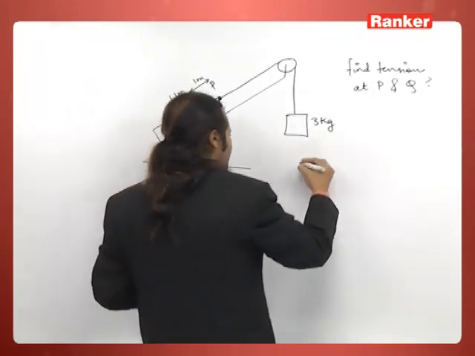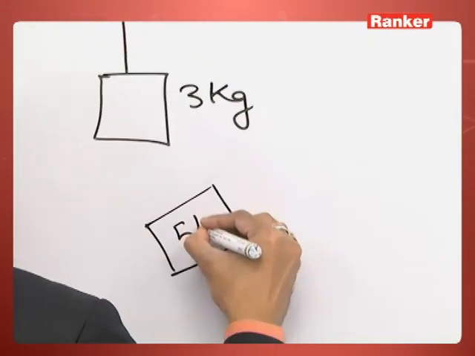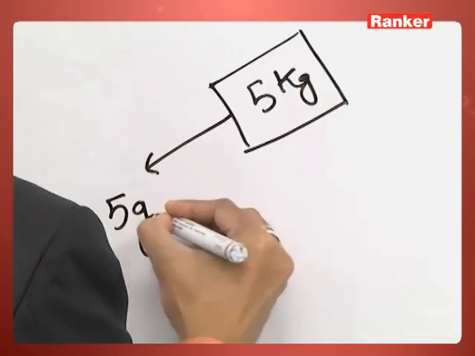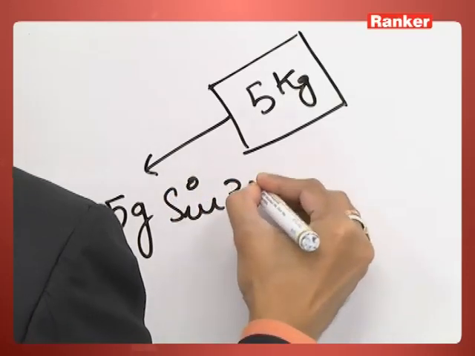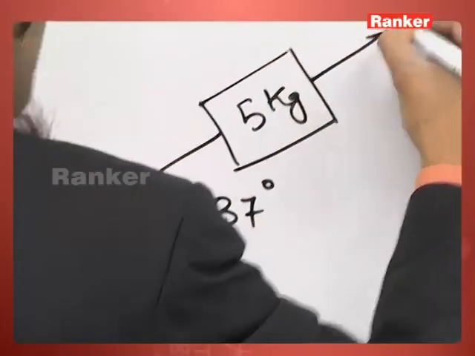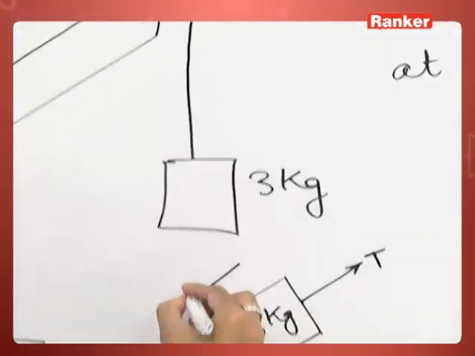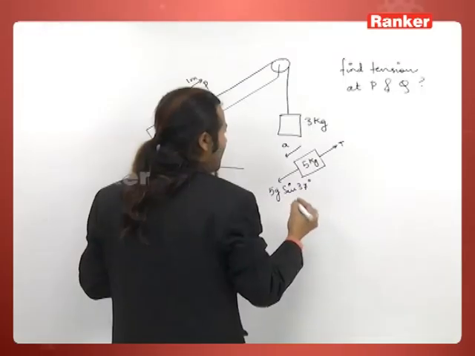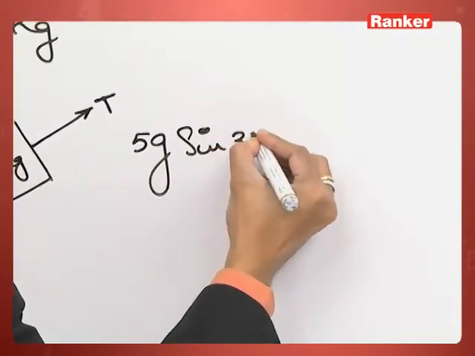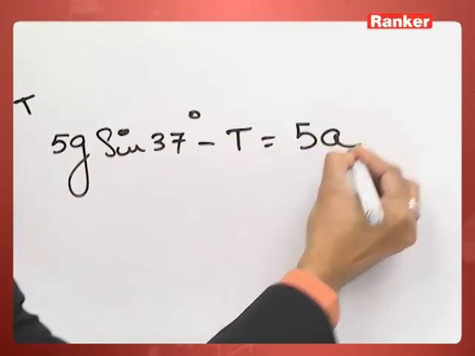So let us say I take this 5 kg block. On the 5 kg block there are forces 5g sin 37 and a tensile force T. Let us say the 5 kg block is accelerating in this way. So I can write an equation: 5g sin 37 minus T equals 5a.